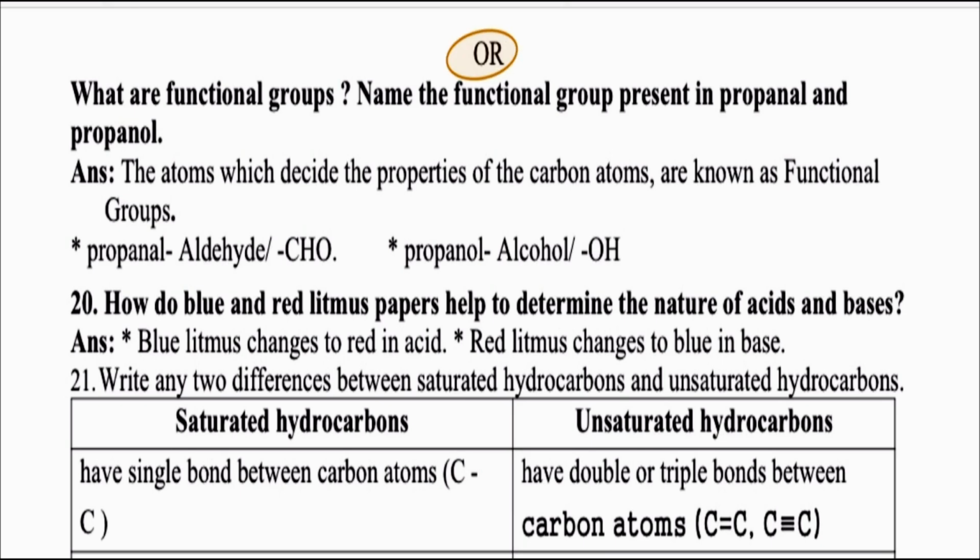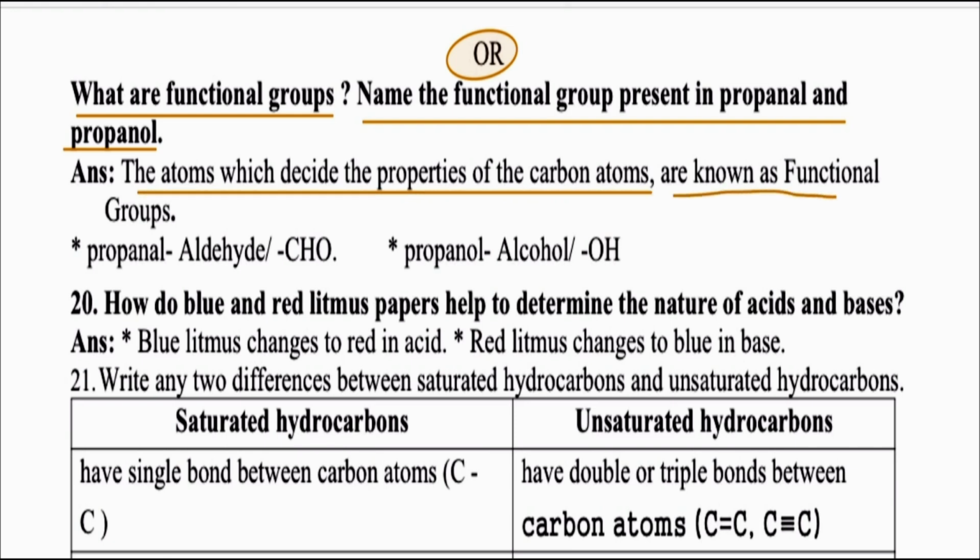Or optional question. What are functional groups? Name the functional group present in propanal and propanol. The atoms which decide the properties of carbon compounds are known as functional groups. Propanal means aldehyde, and the functional group is CHO. Propanol, alcohol, OH, here OH.